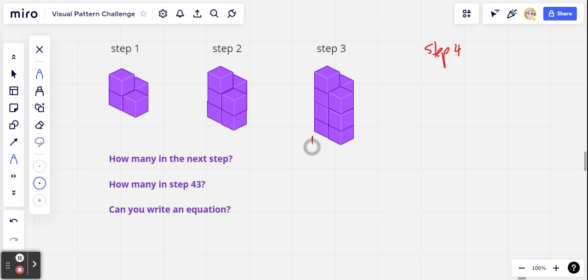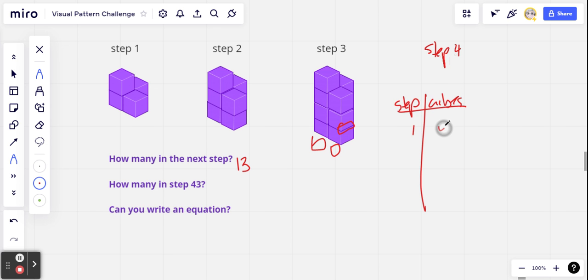Well, for step 4, I guess we're going to add another layer like this, and then the one in the back. So it would be another 3, so we'd have the 4 originally, plus 3 more is 7, plus 3 more is 10, plus 3 more is 13. So I'm thinking 13 in step 4. Let's go ahead and look at those numbers. So I'll put the step number in a chart and the number of cubes.